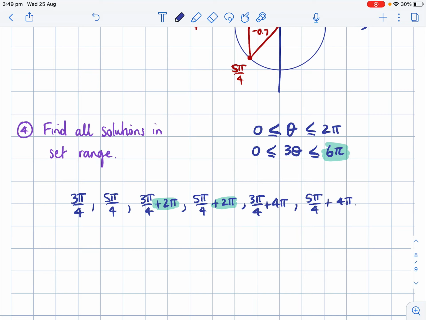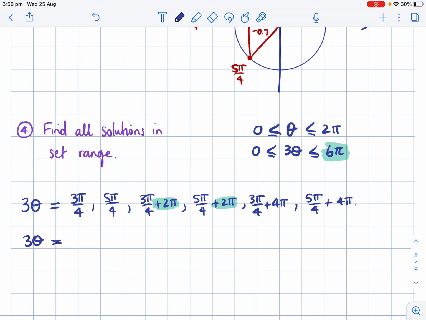Now let's think about if we went backwards. What if we went back this direction? Well, it would be 3 pi on 4 minus 2 pi. But that's going to take me to a negative value, and negative values are smaller than 0, so they're outside of my domain. In this particular question, I don't have to worry about any negatives down this end. Okay, so these are all of my solutions for 3 theta.